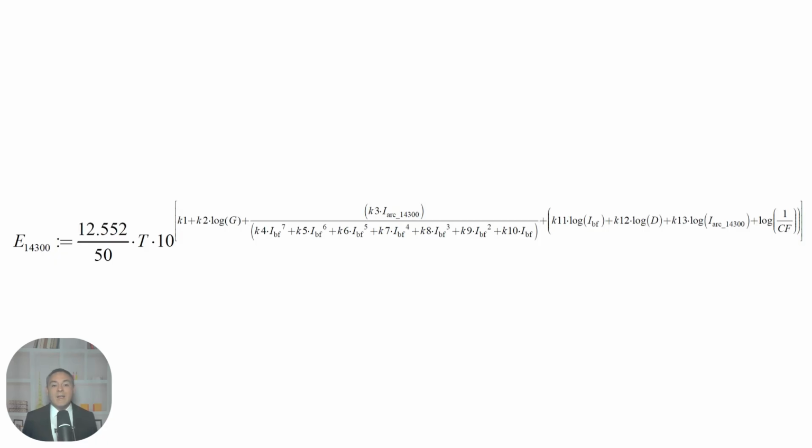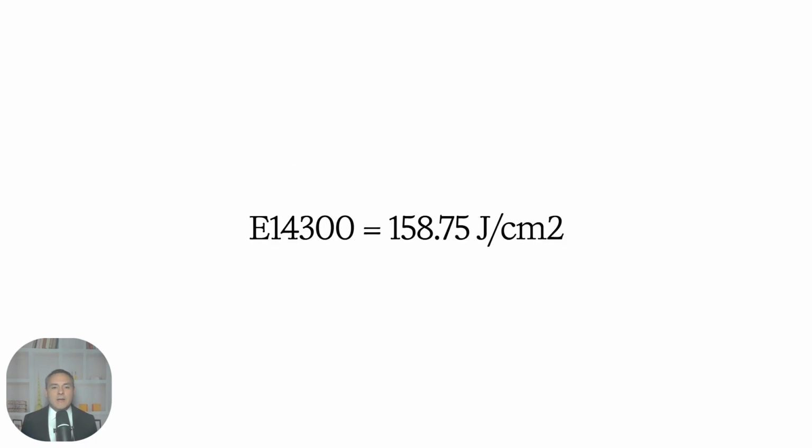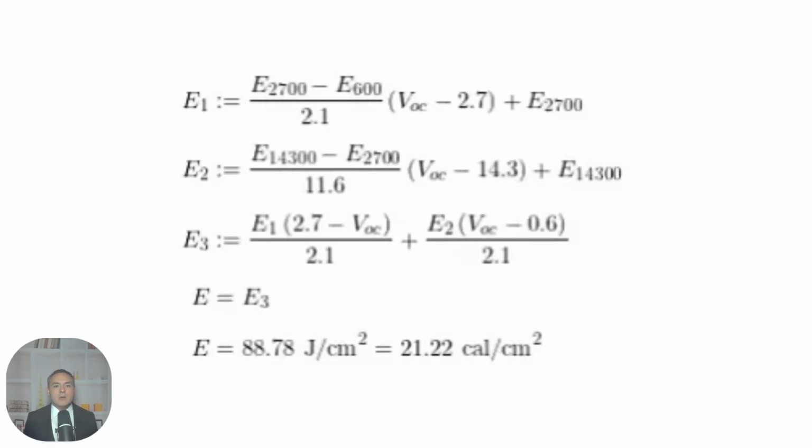The K1 through K13 coefficients are in table 5. The solution is 158.75 joules per centimeter squared. We take the intermediate incident energy values of E600, E2700, and E14300 and interpolate actual incident energy with these equations. We end up getting 88.78 joules per centimeter squared. That can be converted to calories per centimeter squared, which computes to 21.22 calories per centimeter squared.